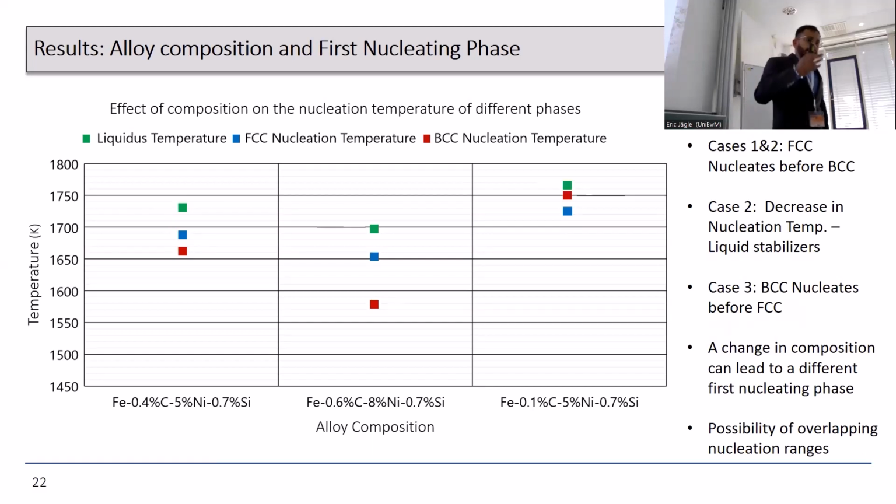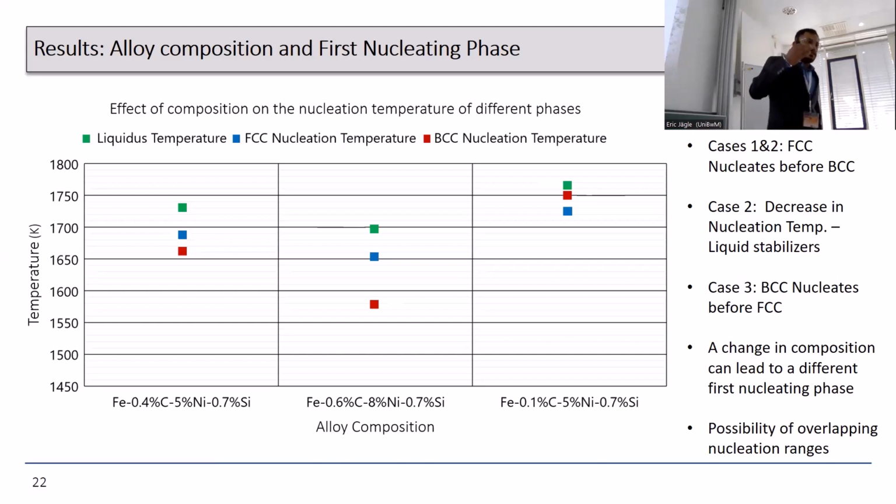But if you look at the second case, you can see the nucleation temperature difference. The difference is higher because the composition changed, and we have increased the amount of carbon and nickel, which are actually the liquid stabilizers. And in the third case, BCC nucleates before FCC, and the composition is having very less amount of carbon in it. So a change in composition can actually lead to a different first nucleating phase.